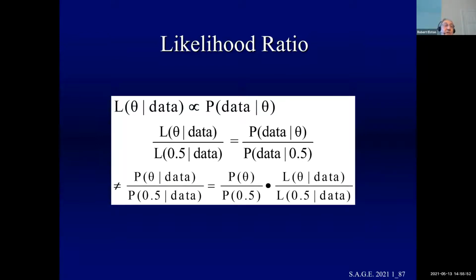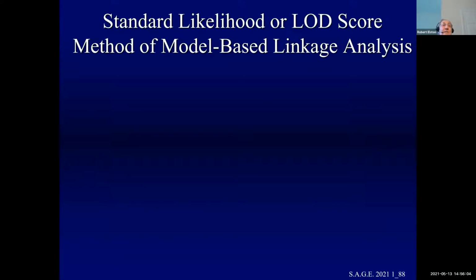So long as you look at likelihood ratios, you're in good shape. Likelihoods by themselves don't mean much, typically. So what is the standard LOD score method of model-based linkage analysis?